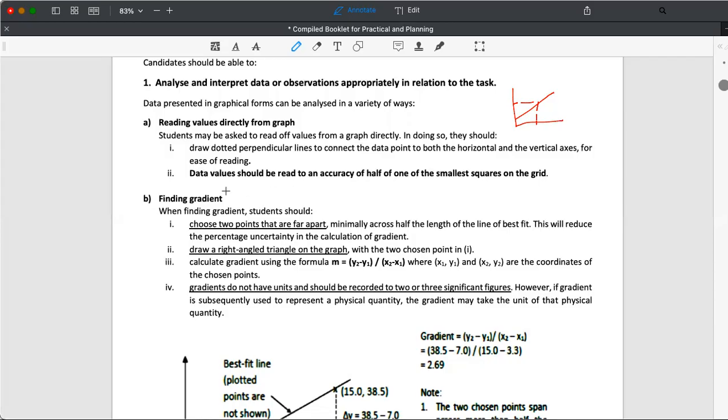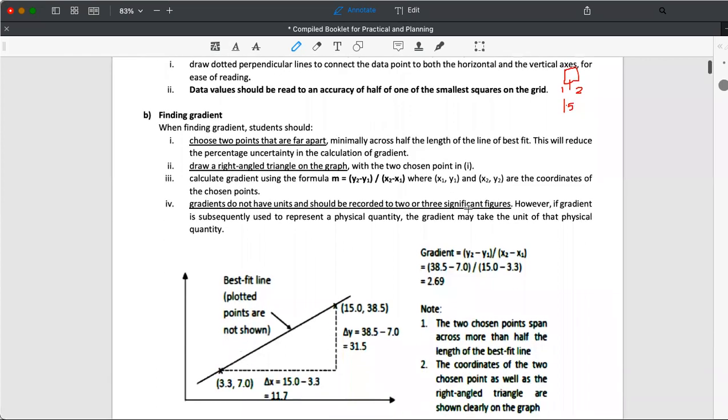Okay, data value should be read to the accuracy of half of one of the smallest square on the grid. So if this is the square on the graph, 1, 2, let's say, you can read up to 1.5 if the data point is as such. Now in physics practical, candidates may be required to determine gradient. So these are some of the important precautions to determine the gradient accurately.